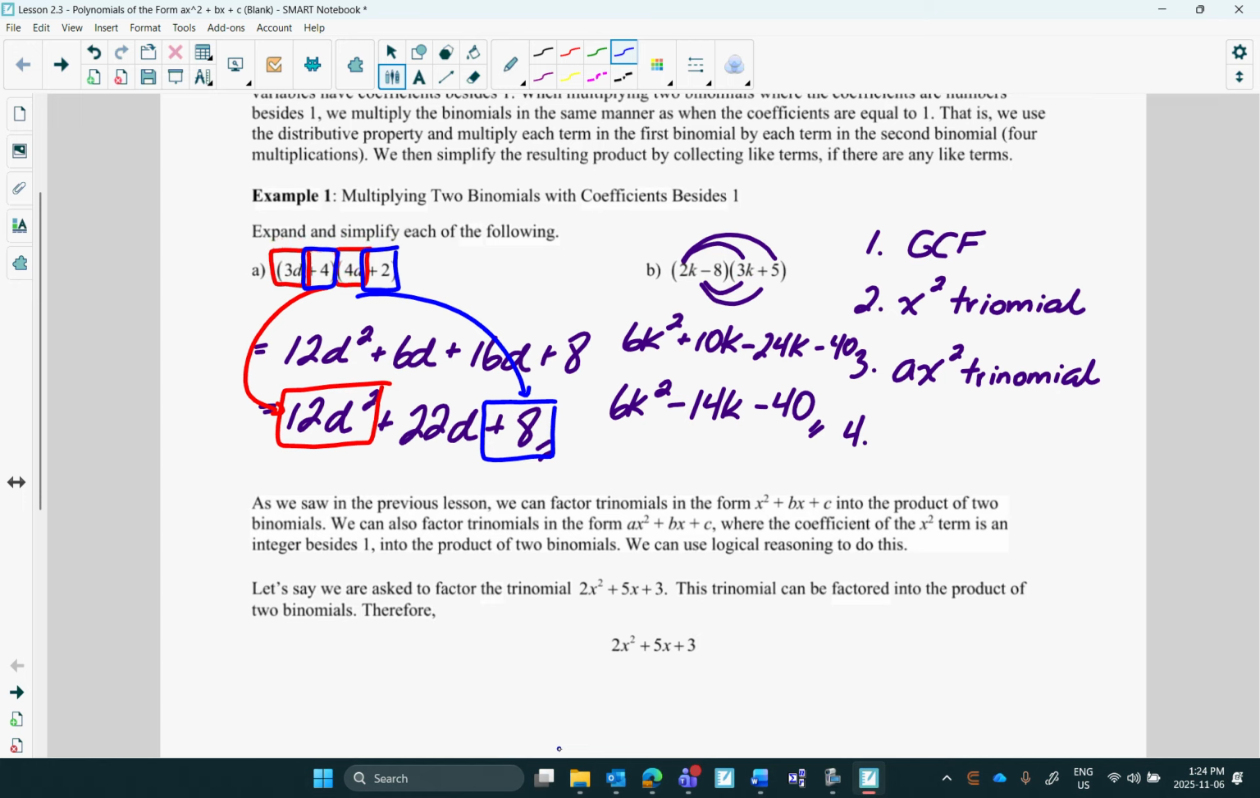How do I get the middle one? Well, the middle one is always multiply those two, and add them together. And you're going to get this. I'm just showing you this because it's going to help when we work backwards.